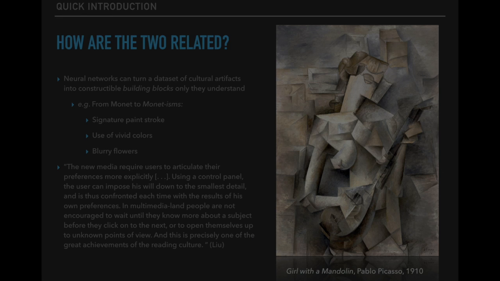So, how are the two related? Essentially, neural networks are able to analyze a data set of things such as audio files or images or text and construct a list of features that describe those things. So, for instance, if I fed a neural network every Monet painting, it would be able to generate a list of Monet-isms, such as his signature paint strokes or his blurry flowers. Liu kind of makes note of this, saying how new media basically offers users a control panel to control what they see. Essentially, as you will soon see, neural networks are able to generate new Monet paintings, just like a control panel.